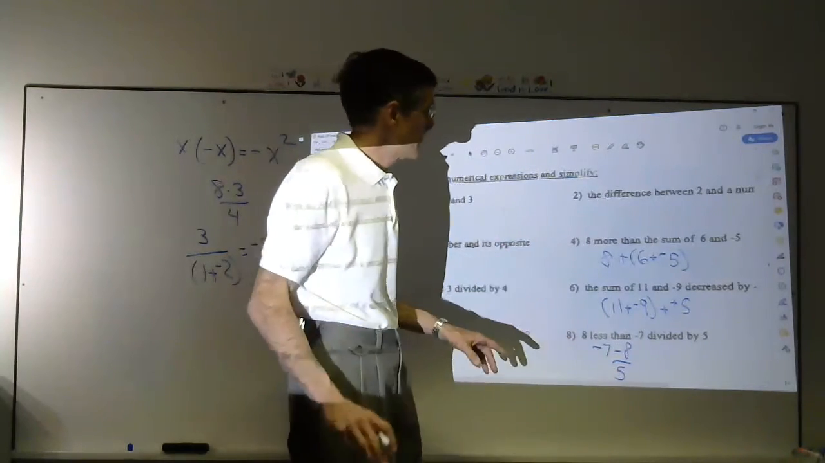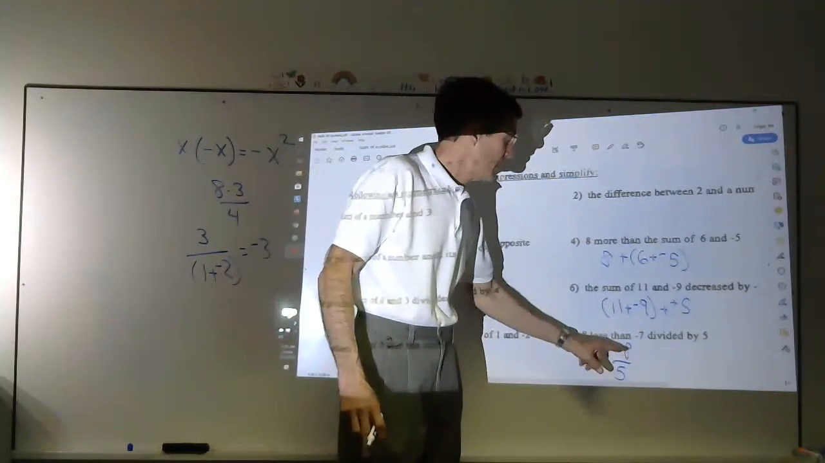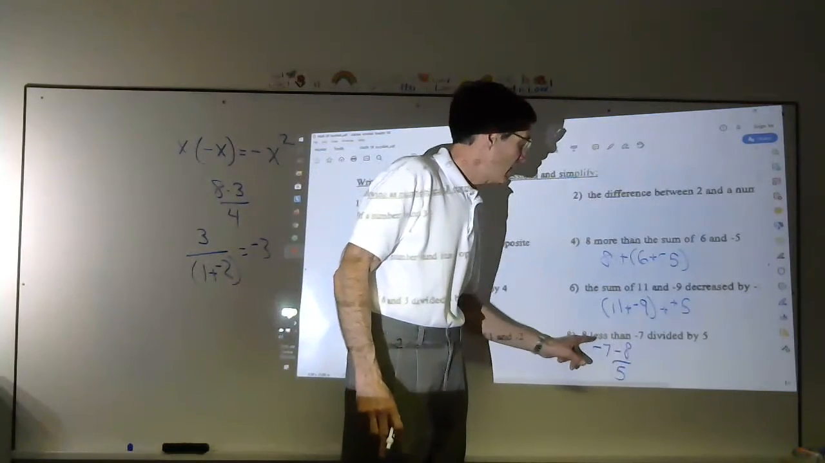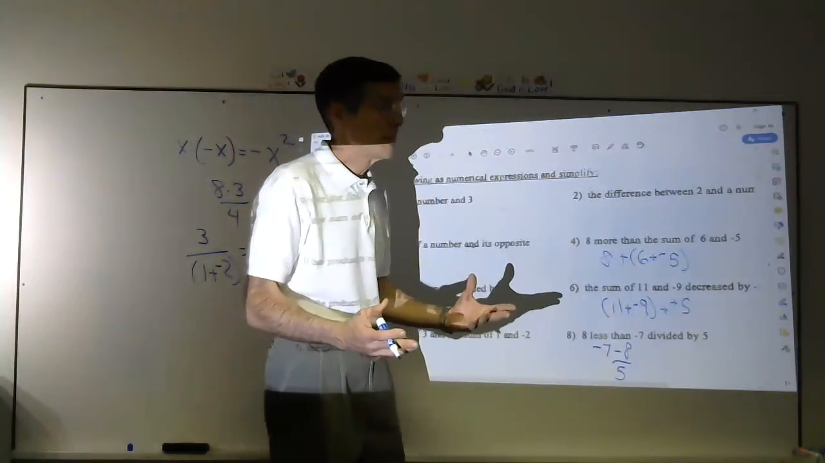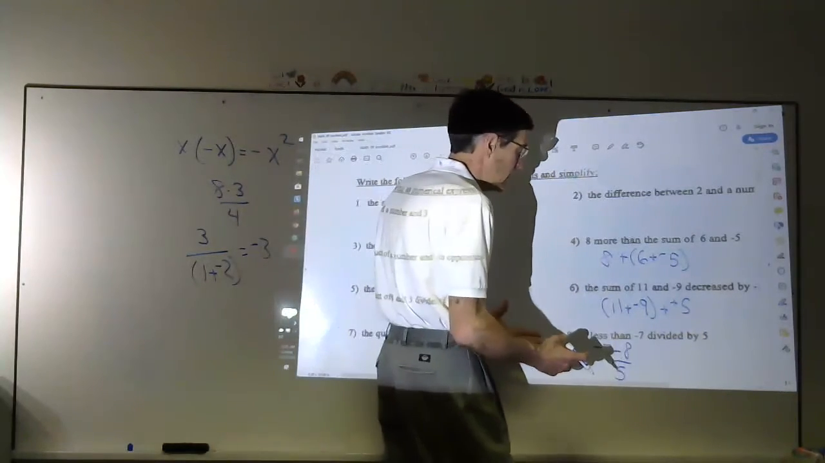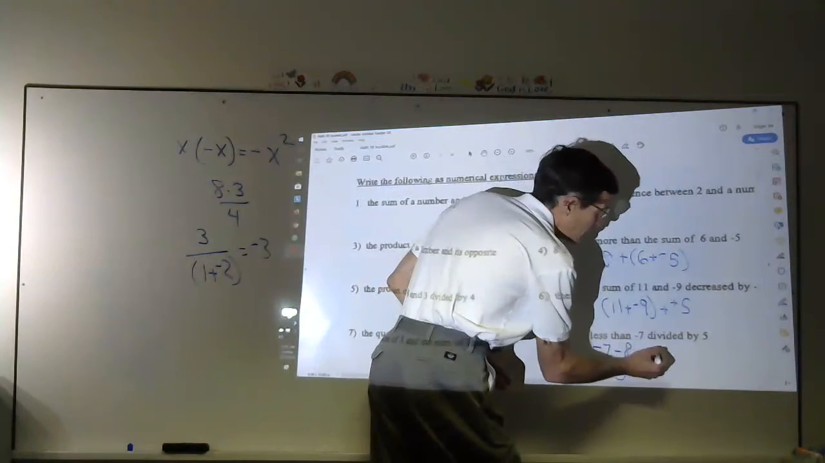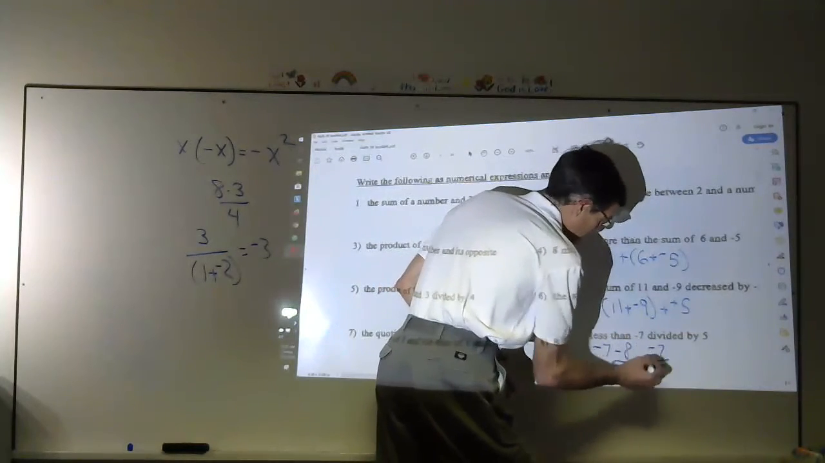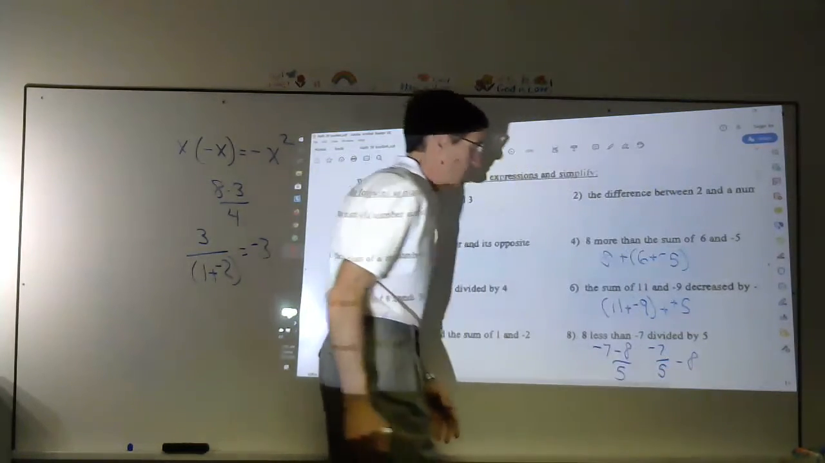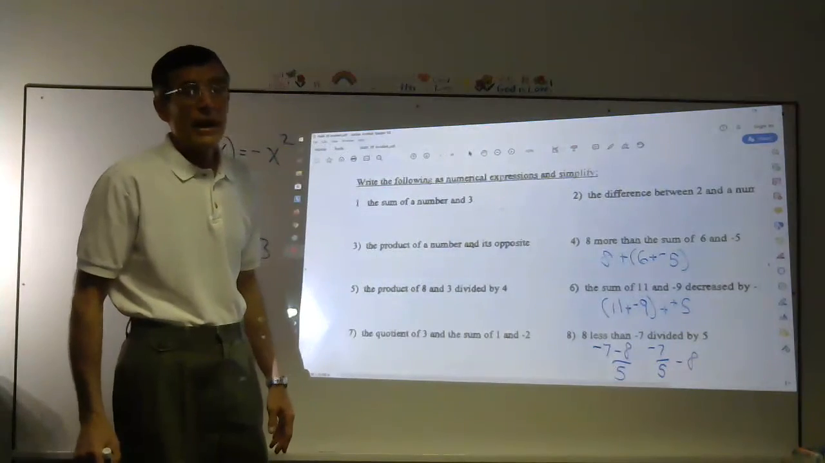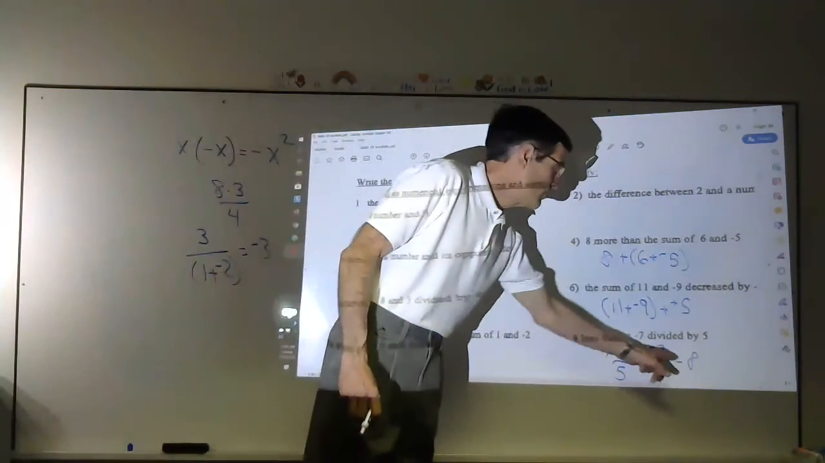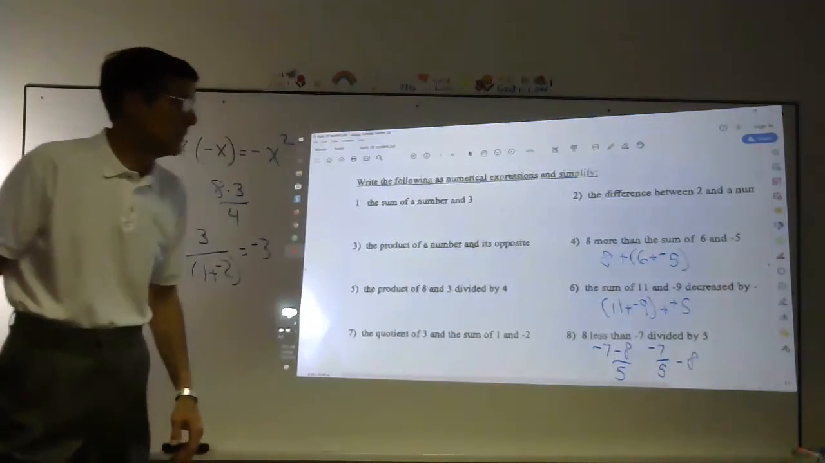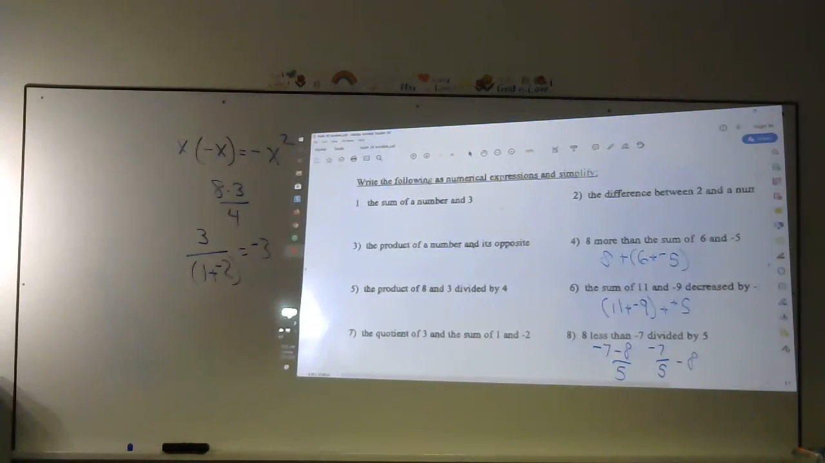Now, I don't think this problem is worded too well. I'm going to have to fix it up, because I don't know whether I want to do the 8 less than first or the negative 7 divided by 5 first. Somebody in here might say, wait a second, I think it should be negative 7 divided by 5 and then 8 less. And I would have a hard time arguing with you. I think you're right. You can interpret this problem in two different ways. It was not explained as best as it could have been.